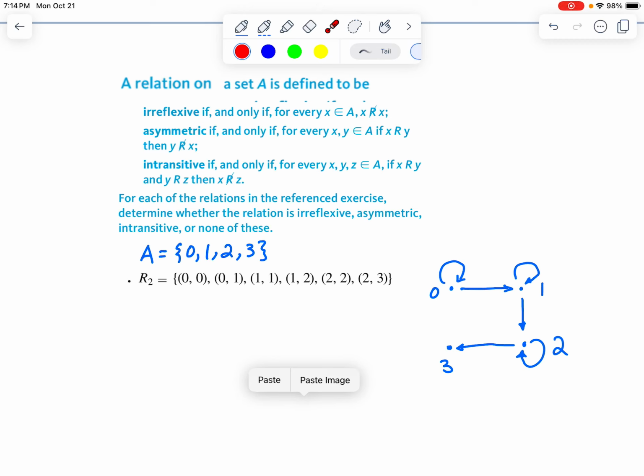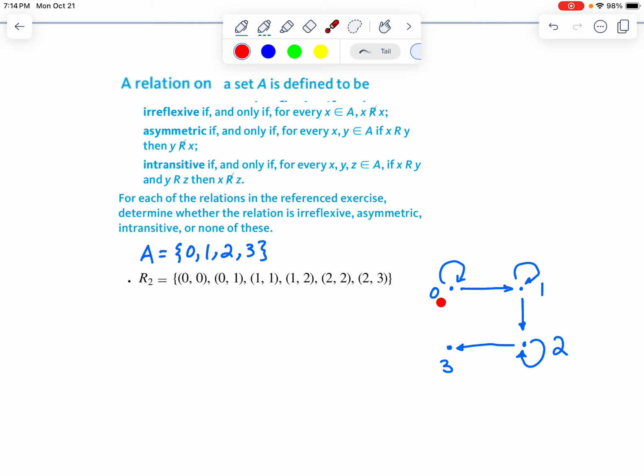Hi guys, this is section 8.2, homework problem number 10. You are given a set A which contains 4 elements and a relation which is defined here. With this relation we can quickly draw a directed graph, which is shown here. Let's take a look at that.